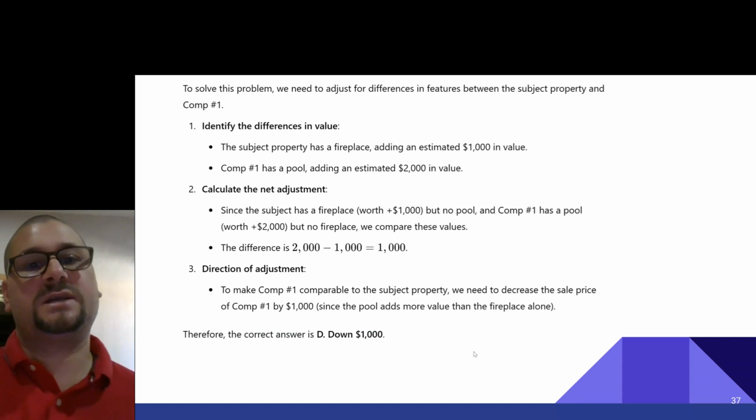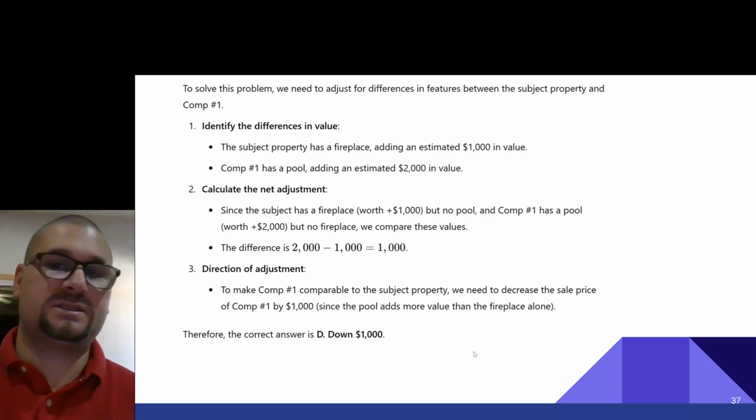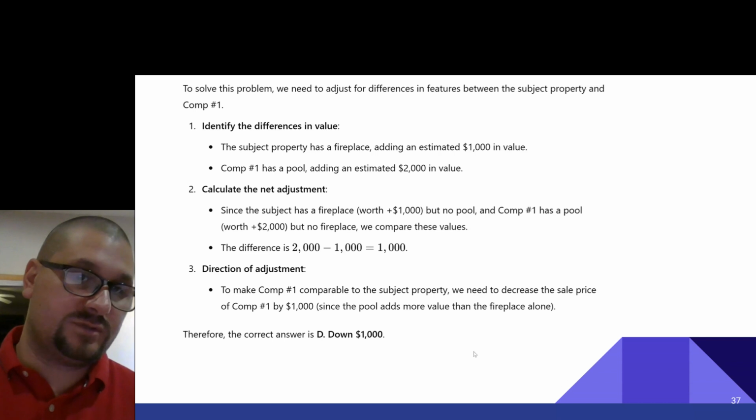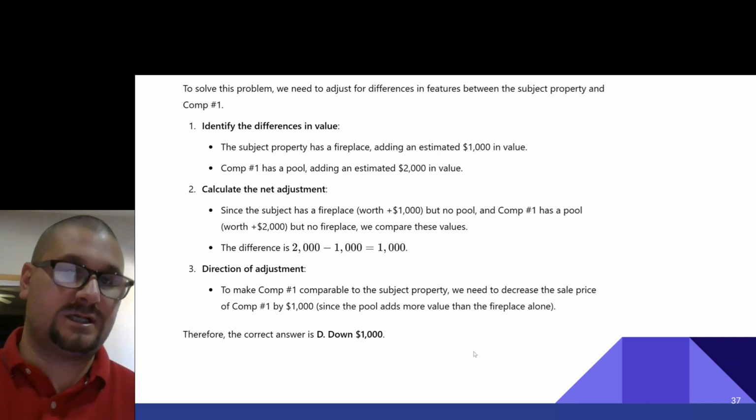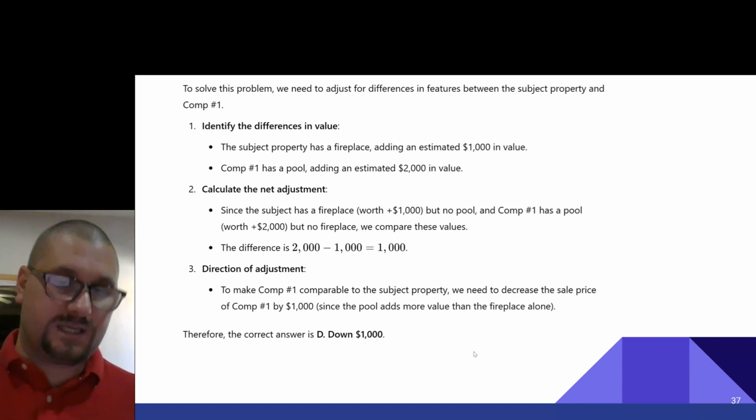Since the subject has a fireplace worth plus 1,000 but no pool, the comp number one has a pool and it's worth plus 2,000 but it doesn't have a fireplace. We compare these values. The difference is 2,000 minus 1,000, which gives you 1,000. So take it down 1,000.